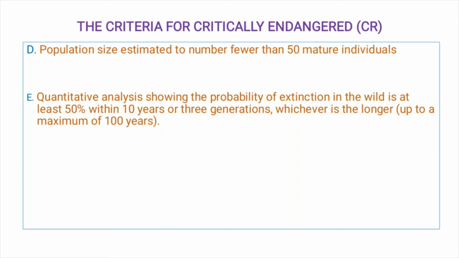So, if the quantitative analysis shows that the probability of extinction in the wild is 50% within 10 years or 3 generations, whichever is longer, and up to a maximum of 100 years, if the probability of extinction is at least 50%, then the species is declared as critically endangered.